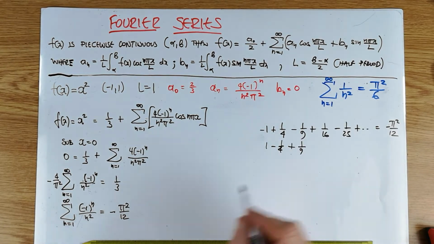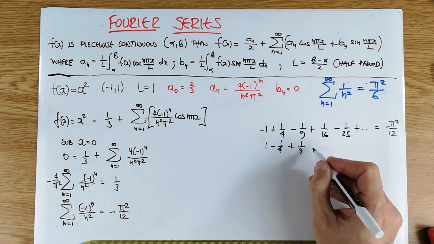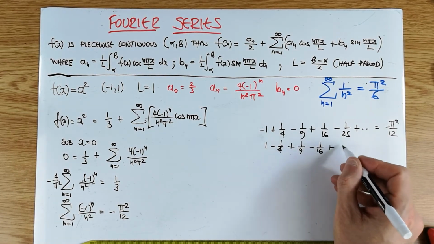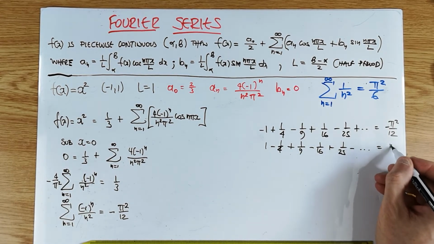I normally would have done it, but I won't be showing this kind of working. Basically, if we add an n plus 1, I can lose this particular plus, sorry, minus to a plus. So that is minus 1/16 plus 1 over 25 minus dot dot dot. It'll definitely be pi squared over 12.